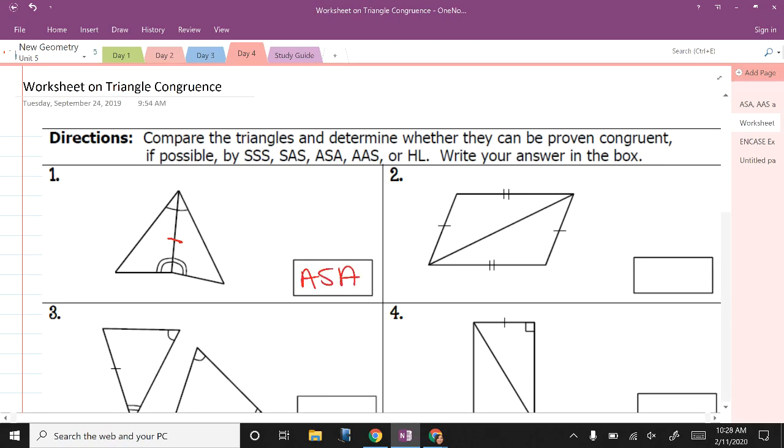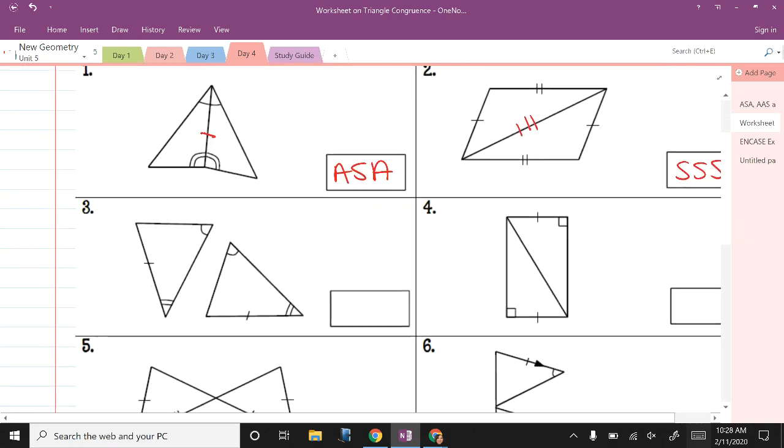Number two, is there something congruent that is not marked? The side. They share that side. So I've got three sides congruent to three sides. So what reason are these congruent? Side, side, side. Very good. Any questions about that one?